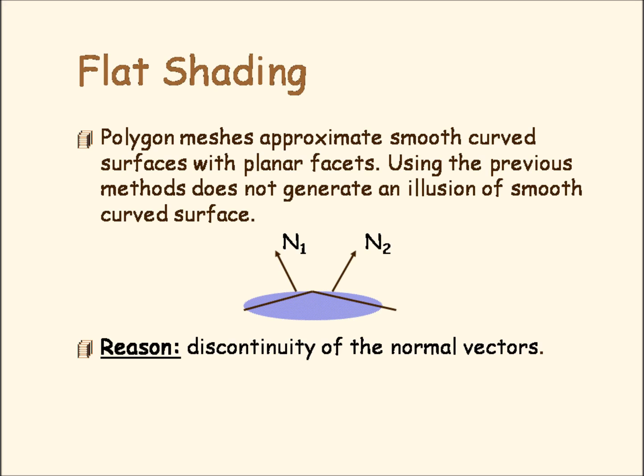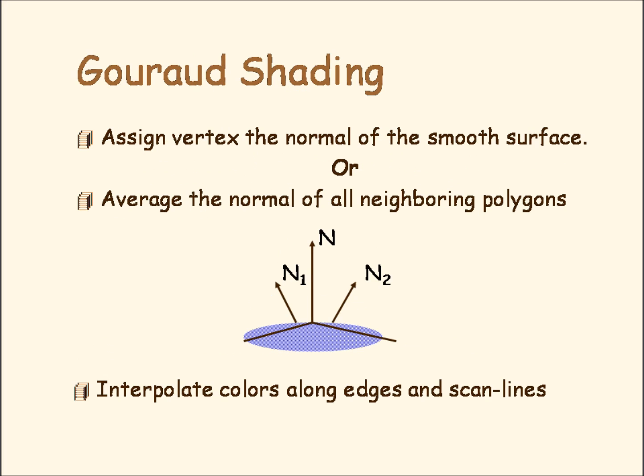As you can see in the figure, two surfaces are shown with normal vectors n1 and n2, which do not generate an illusion of smooth curved surfaces. This could be a genuine problem during flat shading. The problem of discontinuity of the normal vector in flat shading is resolved by taking the average of the normals of all neighboring polygons. So this type of shading is Gouraud shading.